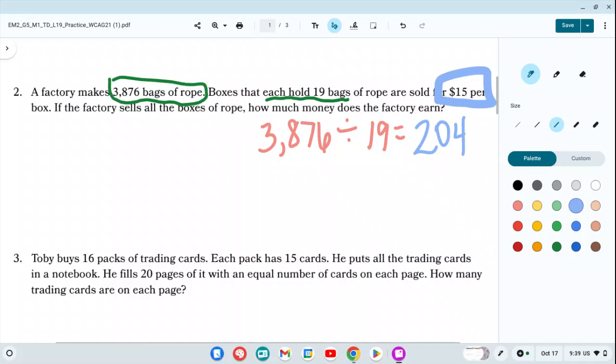So my next step is to take all of those boxes and we want to figure out if they're all sold for $15 each. How much money does the factory earn? So fifth graders, your job is to now multiply using a strategy that you like to use to figure out how much money the factory earns from all of these boxes.